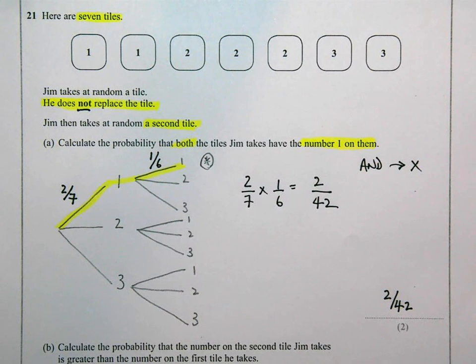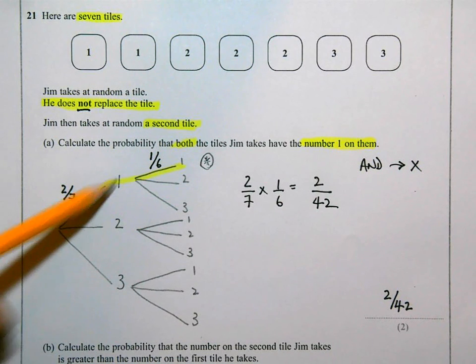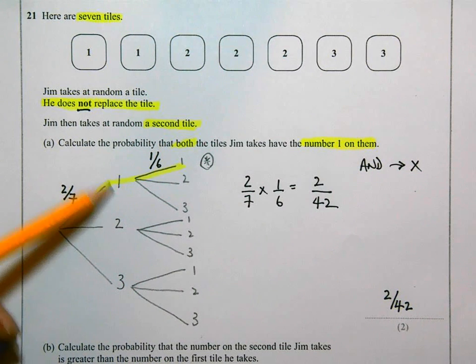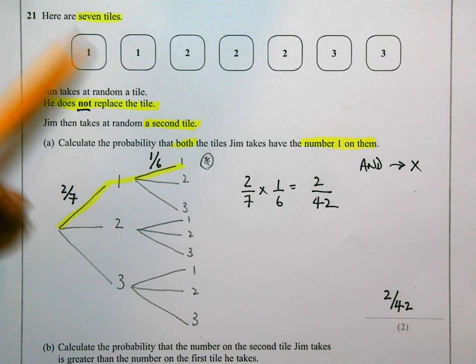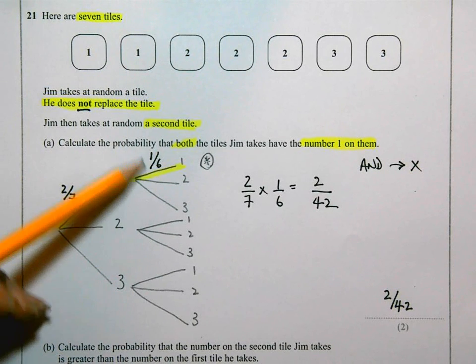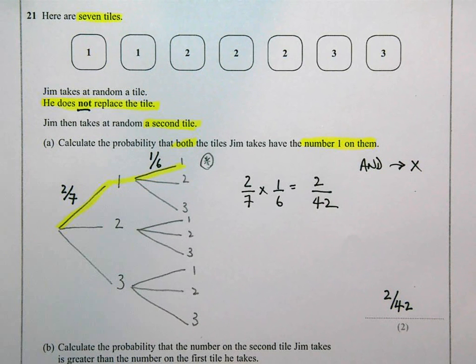This is a pretty straightforward question, and if you're familiar with tree diagrams and probability, you should be able to get it. The key thing to remember here is that after the first pick, there's 1 less tile. One of them would disappear. There's 1 less tile, so the probability of picking a 1 your second time is 1 over 6. Okay, going on to part B.